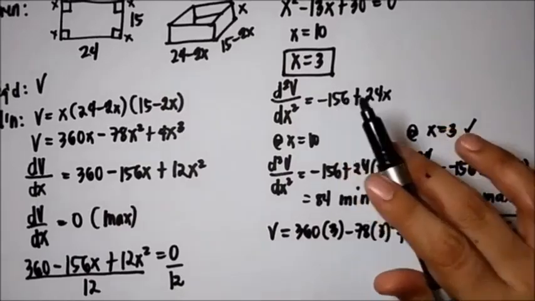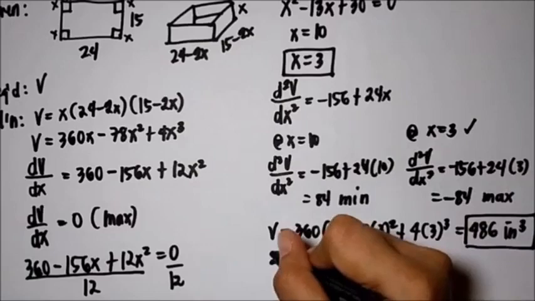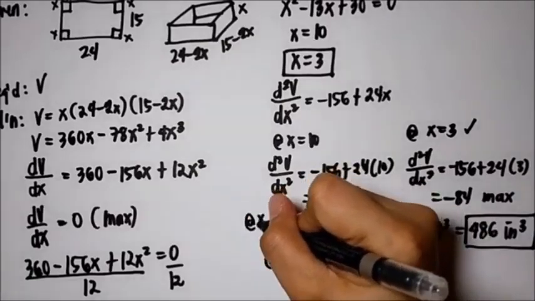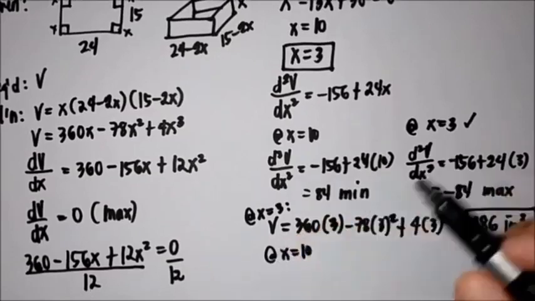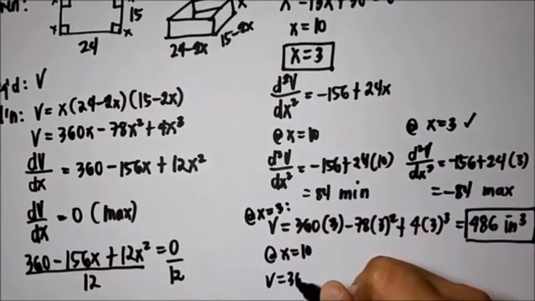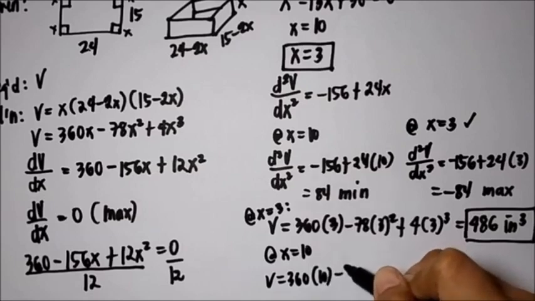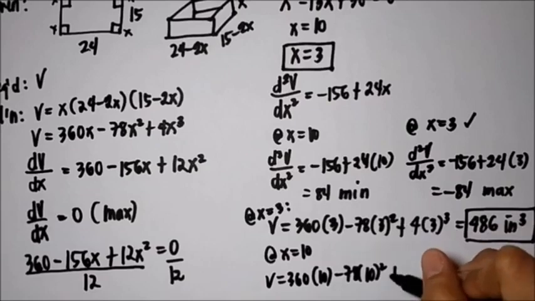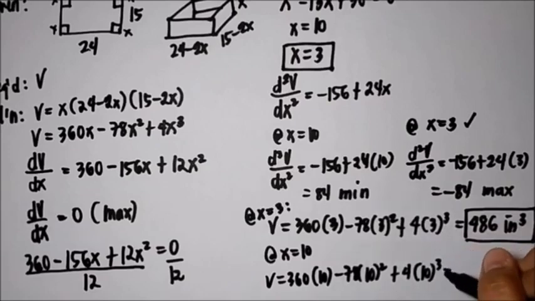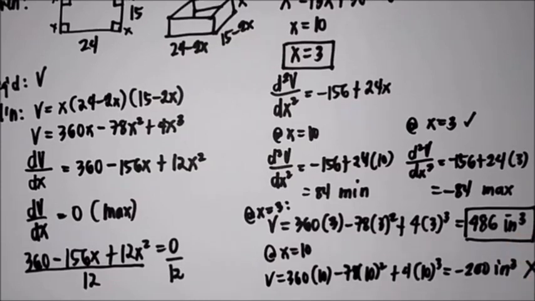How about what if you will be using x as 10? Let's check. This is at x equals 3. So at x equals 10. So the volume is 360 times 10, negative 78, 10 squared, plus 4, 10 cubed. So you will get negative 200. And definitely there is no volume which is negative 200 because there is no negative volume.